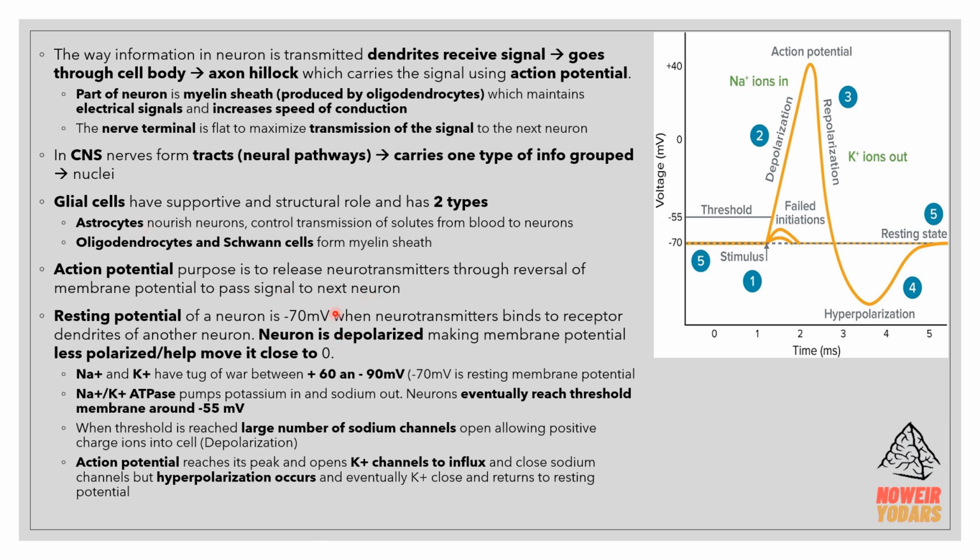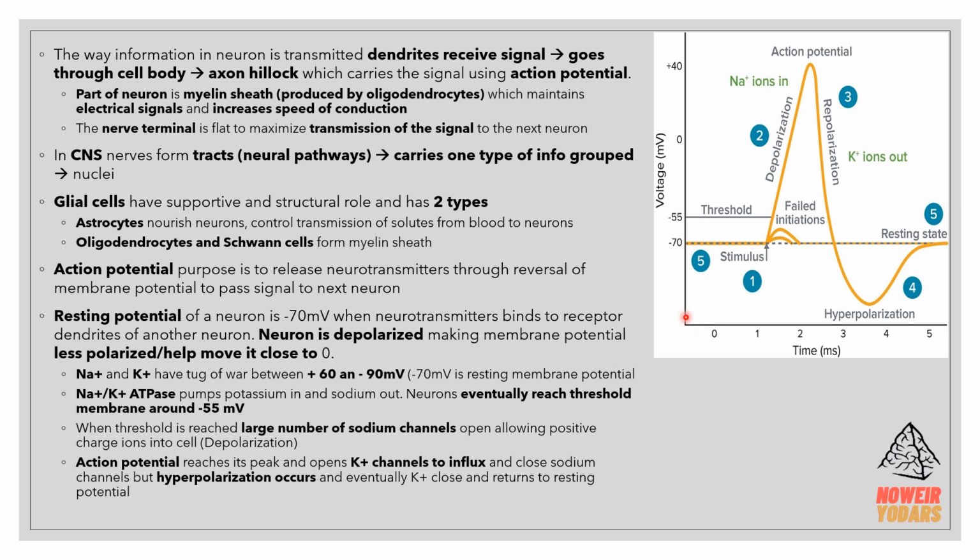So, this is the first bit of information. The resting potential of a neuron is negative 70 mV. All right, that's millivolts. When neurotransmitters bind to the receptor dendrites of another neuron, the neuron is depolarized, making membrane potential less polarized, helping it move close to zero. All right, so the first part is basically binding of the neurotransmitter to the receptor.